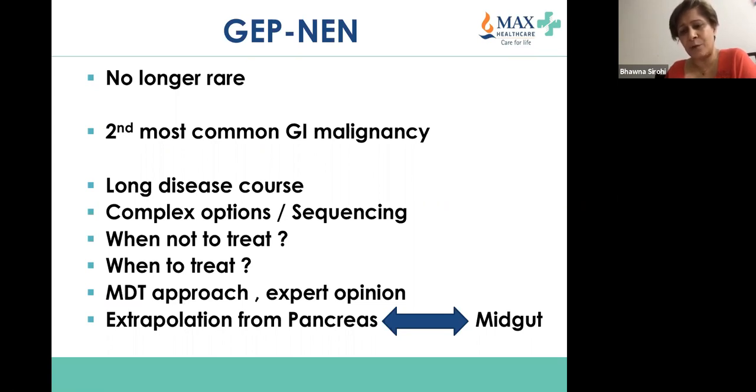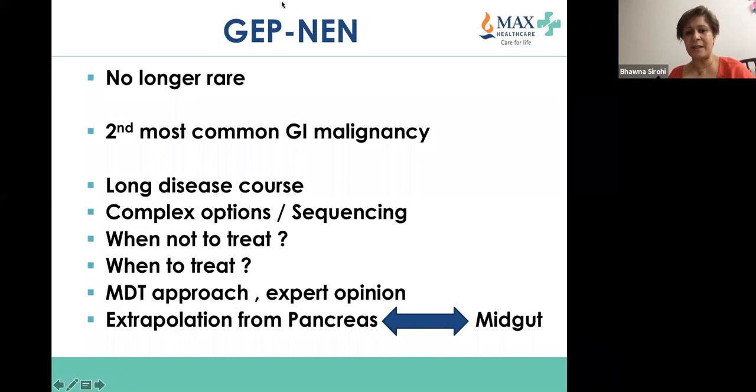So it's very important to know what are the treatment modalities that are available. And there are some treatment modalities that you can commence the patient on as well. They have a long disease course. So all the treatment that I'm going to discuss today, most of the patients end up receiving all of them or some of them. So how to sequence these treatment options is very important. When to use what and when not to use what. When to treat and not to treat.